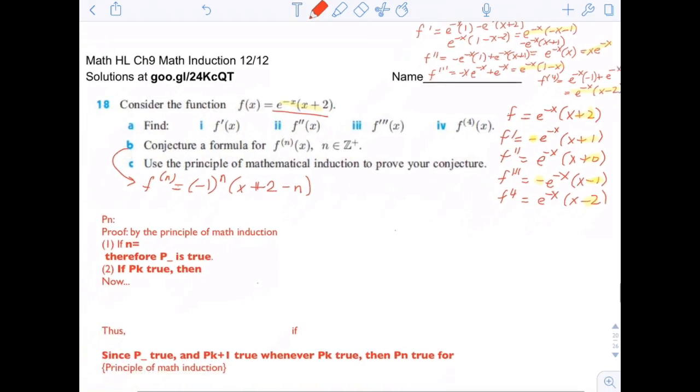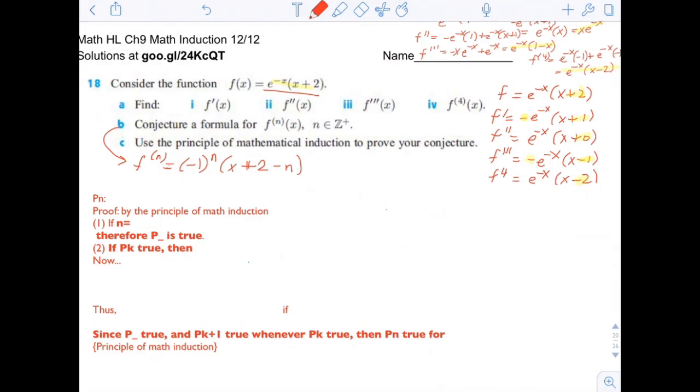Now we are going to try to prove it using mathematical induction. So our P of n is that if f equals e to the negative x times x plus 2, then the nth derivative of that is equal to negative 1 to the n, x plus 2 minus n, times e to the negative x, for n a positive integer.